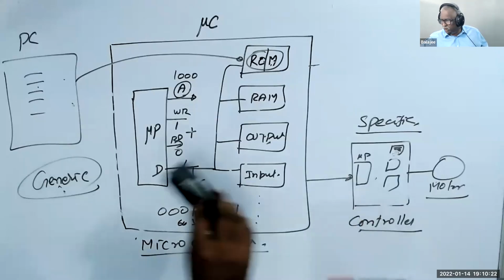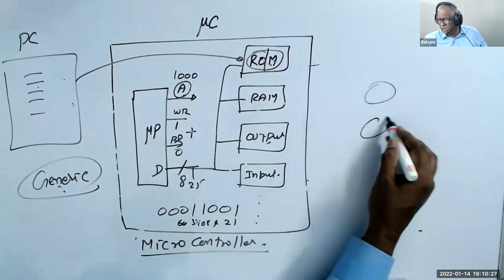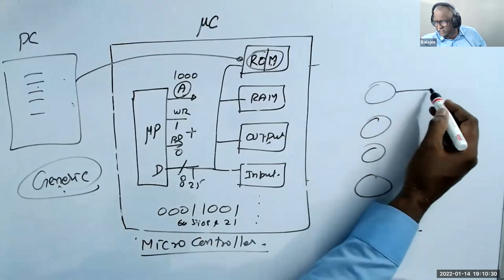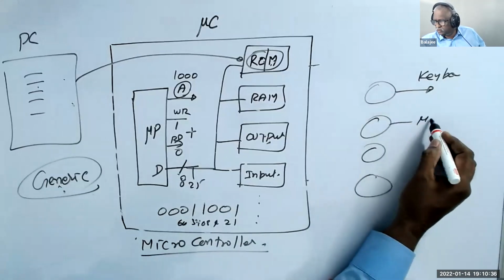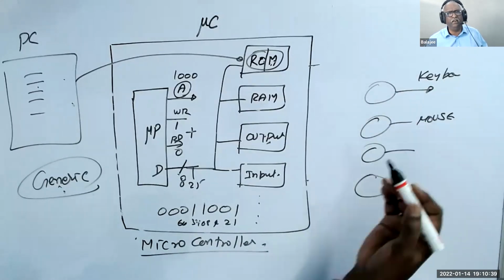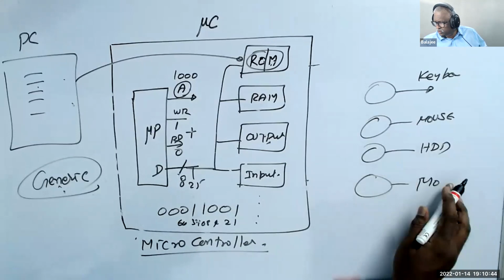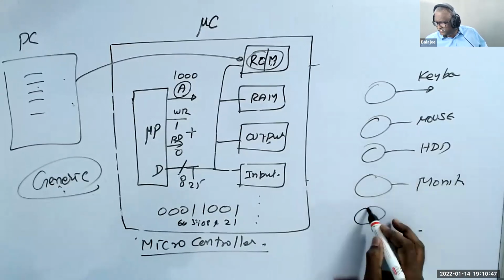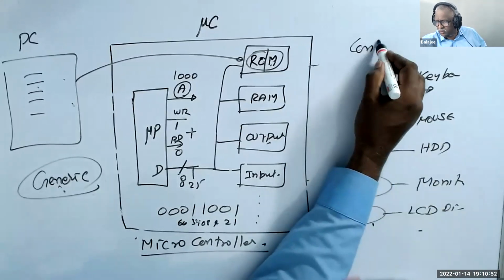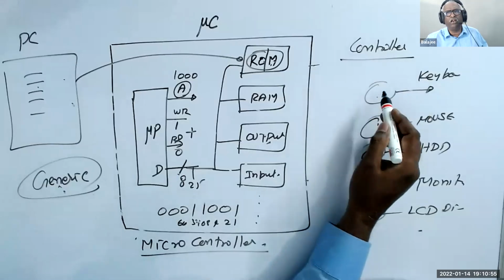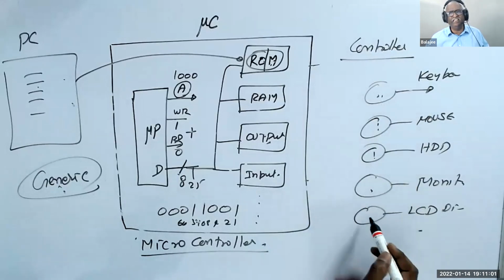So what people did was, they did like me. So many companies design controllers, like Eastern Academy. One guy said, I will control the keyboard. Another company said, I control the mouse. Another company said, I control the hard disk. Another controller said, I control the monitor. Another controller said, I control the LCD display. You have so many controllers. These are all called controllers. We call them keyboard controller, mouse controller, hard disk controller, monitor controller, or display controller, LCD controller.